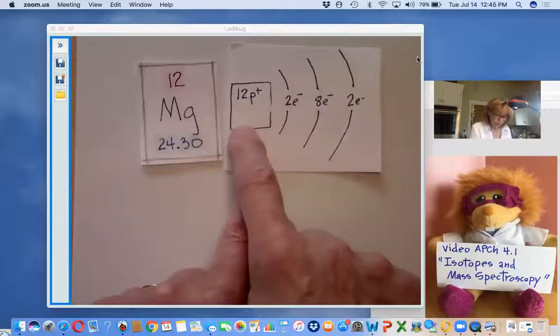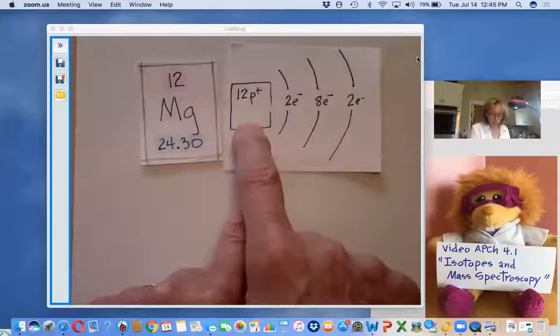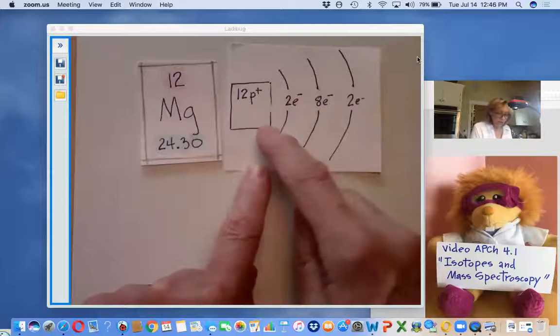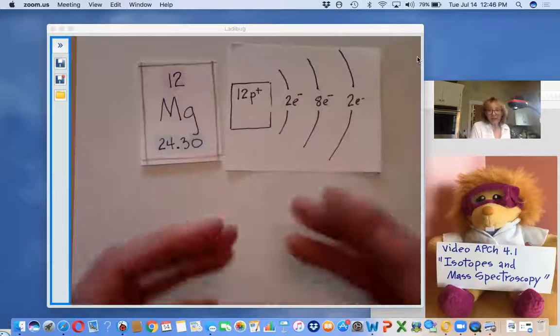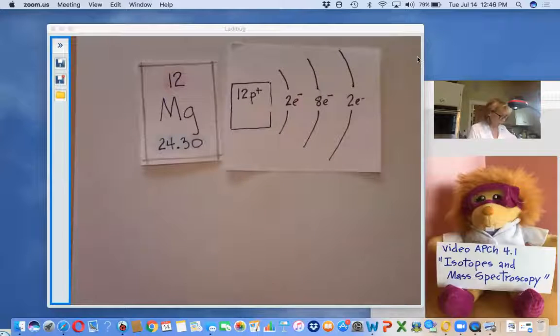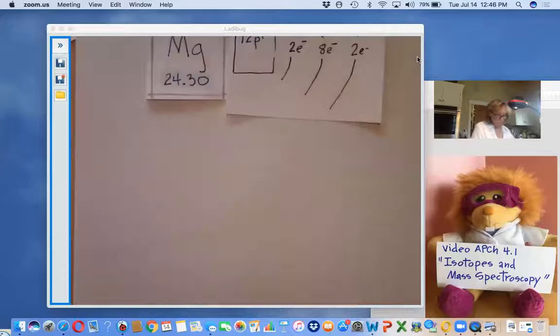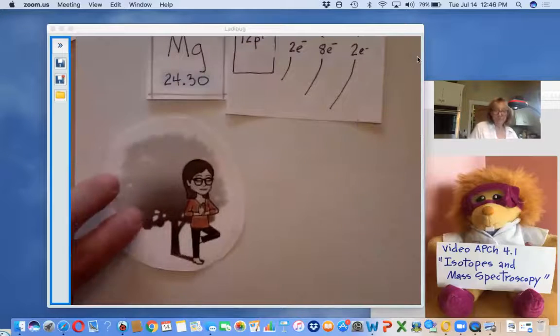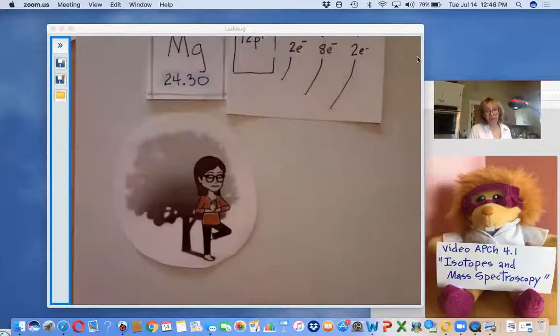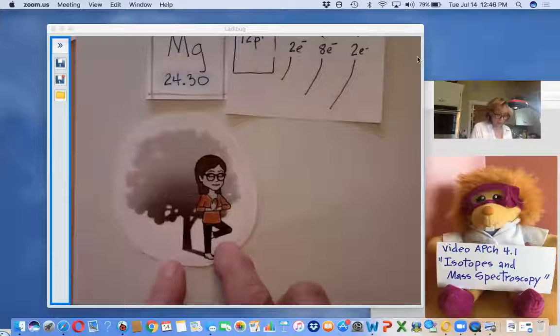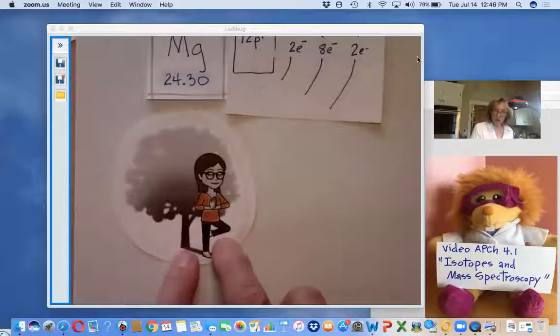But within the nucleus, we also have neutrons. The neutrons are neutrally charged, and they serve kind of to give the atom some extra weight. So let me give you an analogy. Okay, that's my Bitmoji, all Zen-like, doing my yoga and being all calm.